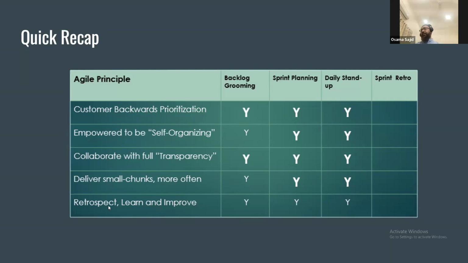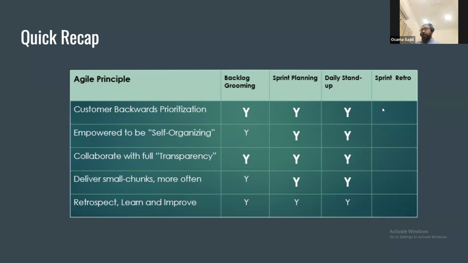And then retrospect, learn, and improve. We have seen this in action in some form or the other in the sprint ceremonies that we saw so far: backlog grooming, sprint planning, daily stand up. So today we will see how we live up to this, retrospect, learn and improve, by going into how we retrospect.